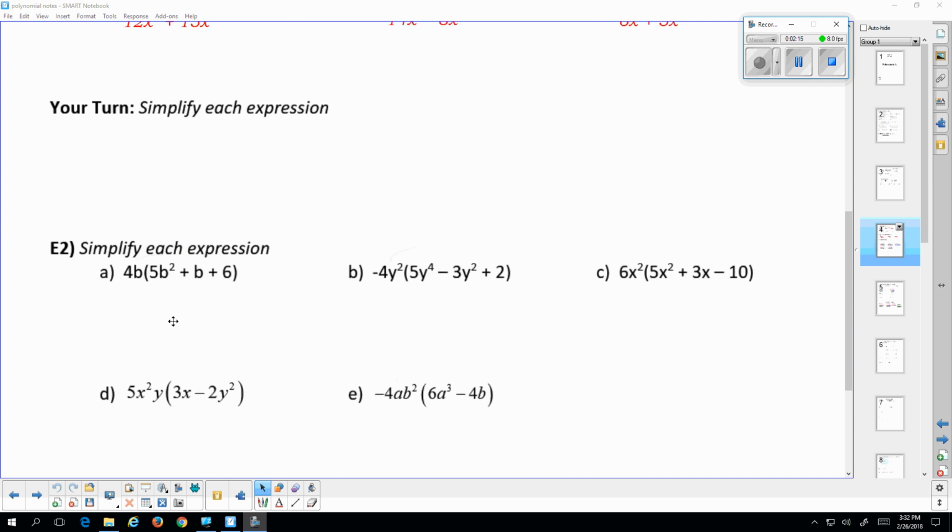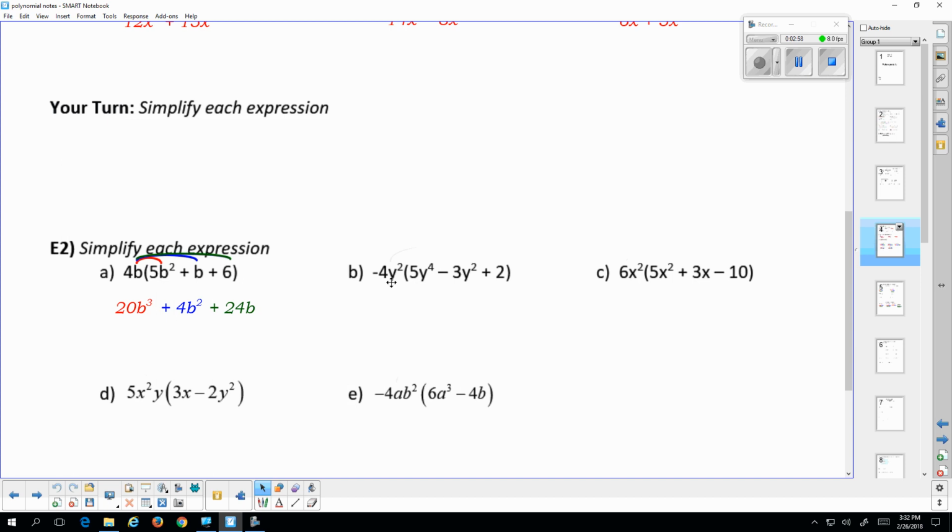Let's get a little bit fancier with this distributing. I'm going to distribute the 4b to the 5b squared, the b, and the 6. I'm going to distribute it to everything. Let's start with 4b times 5b squared. What's that going to give me? Well, 4 times 5 is 20, and then b to the first times b squared is b to the third. Now let's do 4b times b. That's going to give me 4b squared. And now let's do 4b times 6. That's going to give me 24b. And there's your expression.